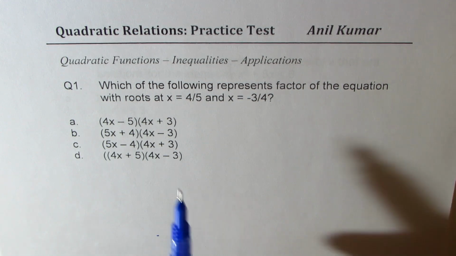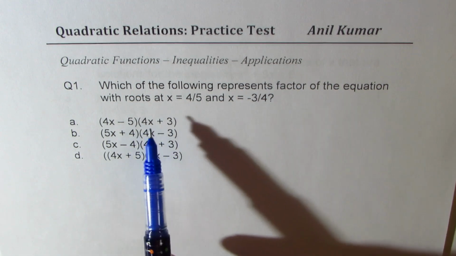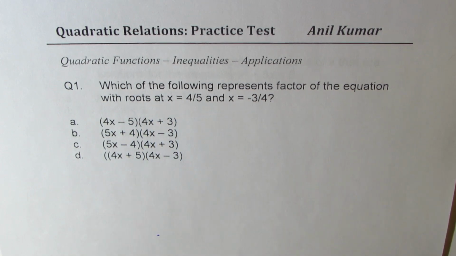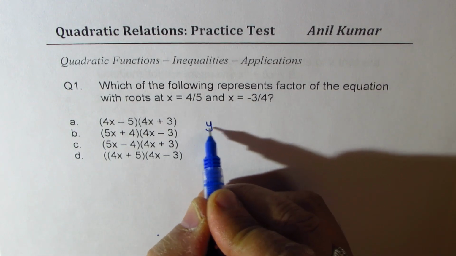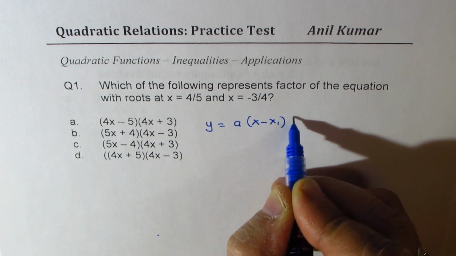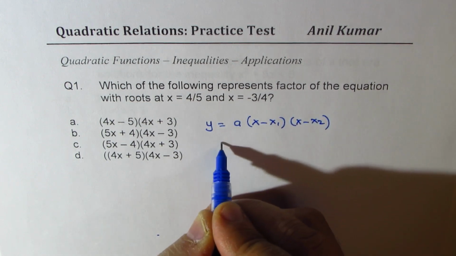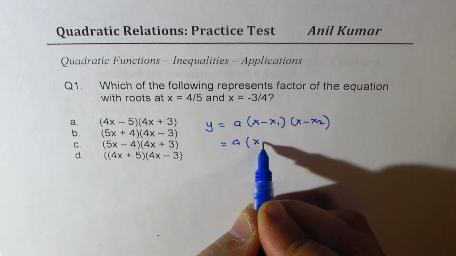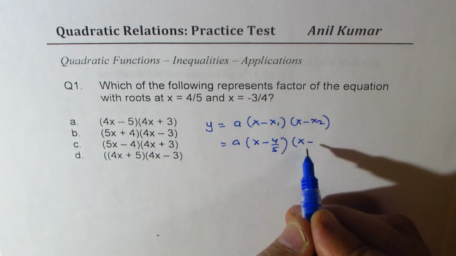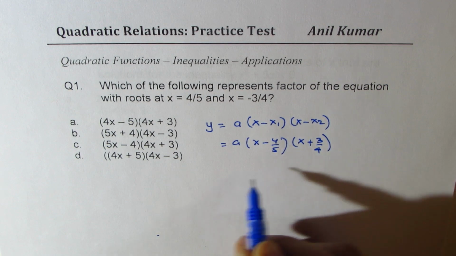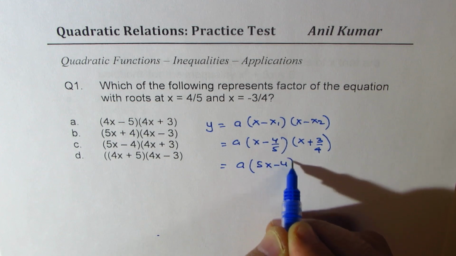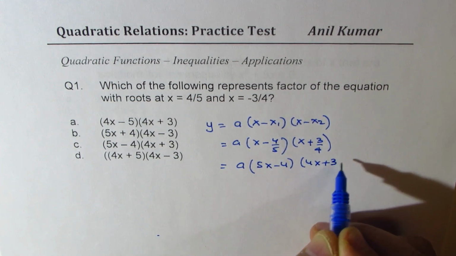First question here is, which of the following represents a factor of the equation with roots at x equals 4 over 5 and x equals minus 3 over 4? Well, any quadratic equation with 2 roots could be written as y equals a times (x minus x1) times (x minus x2). Since we are given 2 roots, we could write this as x minus 4 over 5, that's the first root, and x minus minus becomes plus 3 over 4, right? So you could also write this as a times (5x minus 4) times (4x plus 3), correct?